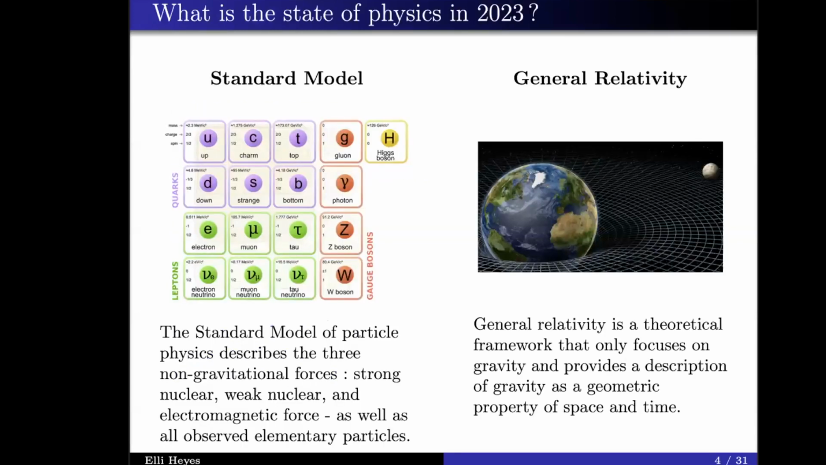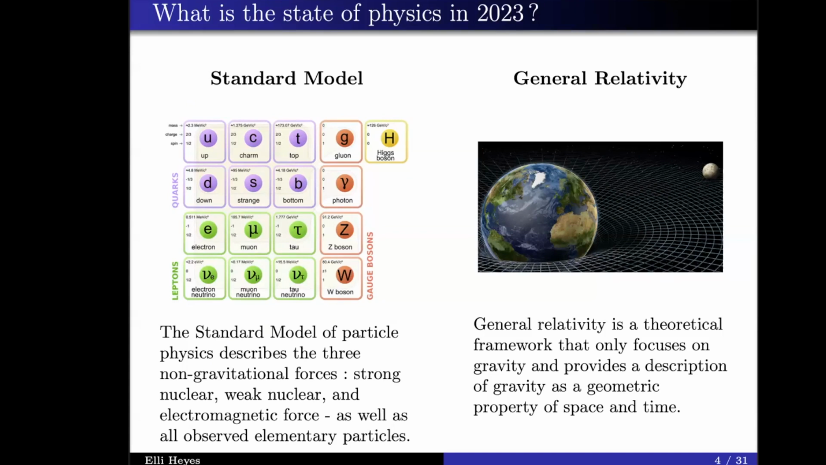So in 2023, we have this difficult situation in physics. We have these two cornerstones: the standard model of particle physics and general relativity. The standard model is a quantum theory that describes the three non-gravitational forces, that's the weak force, the strong force, and the electromagnetic force, and also the elementary particles.